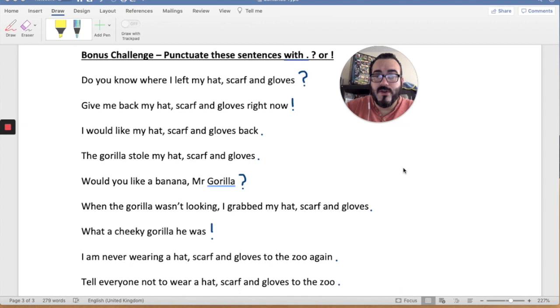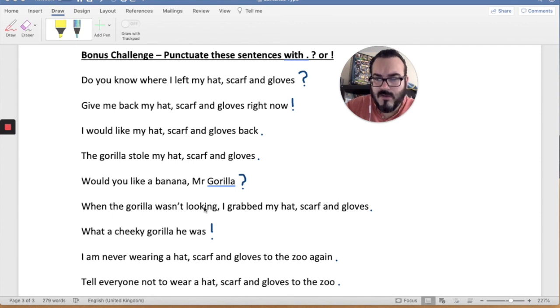Okay, let's check our work together. Now, we looked at the first two sentences already, so let's move on to this one. I would like my hat, scarf, and gloves back. Okay, that's a statement. It's giving a piece of information. It's telling us something, so we're going to use a full stop. The gorilla stole my hat, scarf, and gloves. Again, it's a statement, so we need a full stop. Would you like a banana, Mr. Gorilla? That's a question, so it needs a question mark.